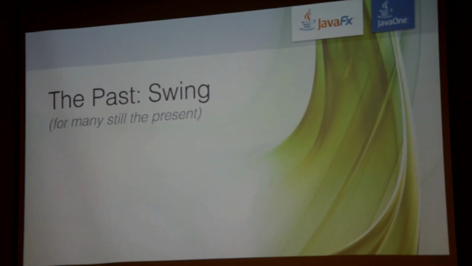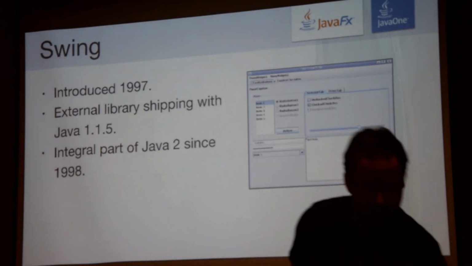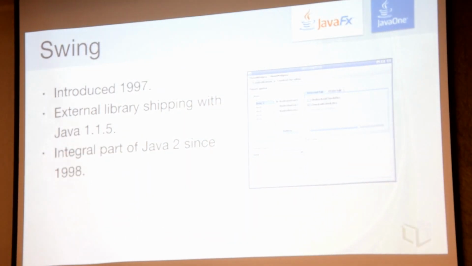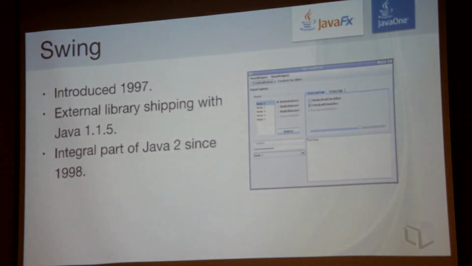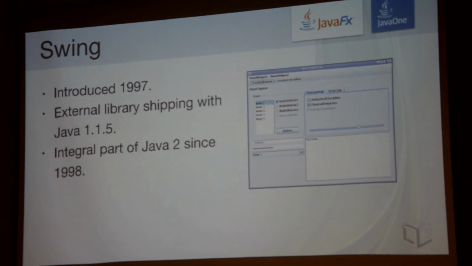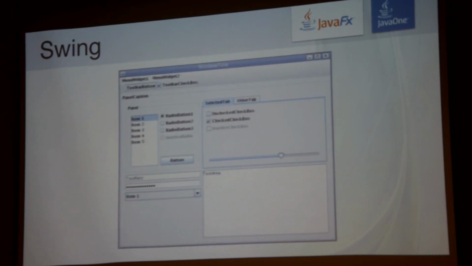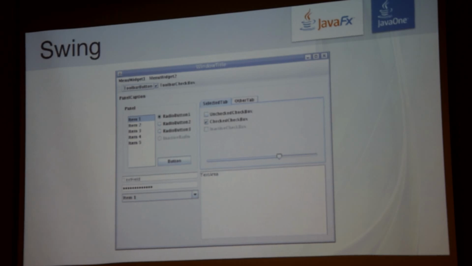All right, so let's take a look back at the past. Now, Swing was introduced in 1997, and in the beginning it shipped as an external library, and it then became an integral part of Java 2 since 1998. And I don't know if you remember, but in the beginning, all the applications that used it looked like this. This was the cross-platform look and feel.